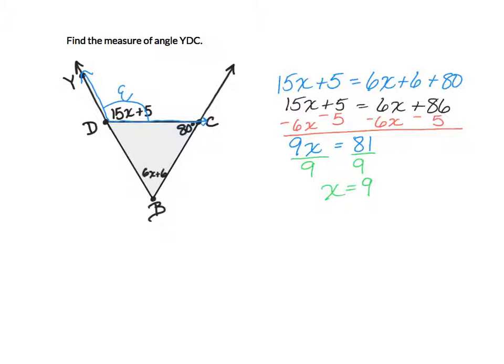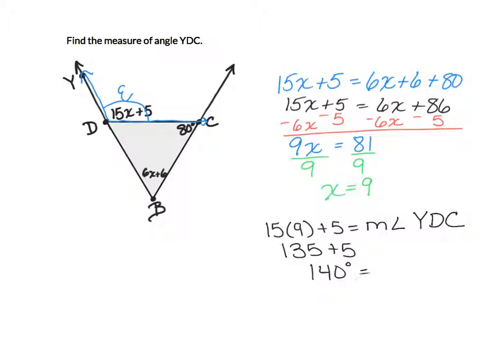But of course, we're not finished because we're actually asked to find the measure of angle YDC. So what we want to do is put the 9 into 15x plus 5, which will help us find the measure of angle YDC. And so 15 times 9 is 135 plus 5. 135 plus 5 is 140. And so the measure of angle YDC is equal to 140 degrees.